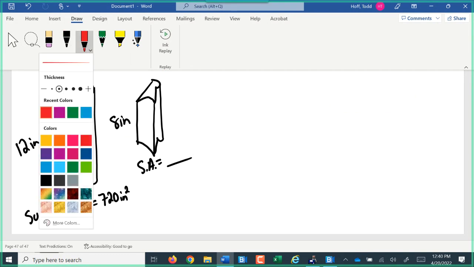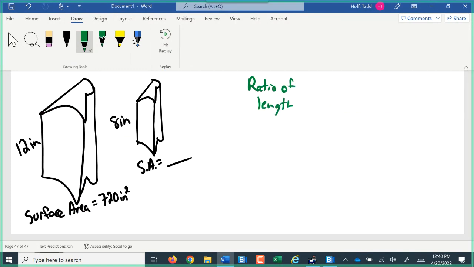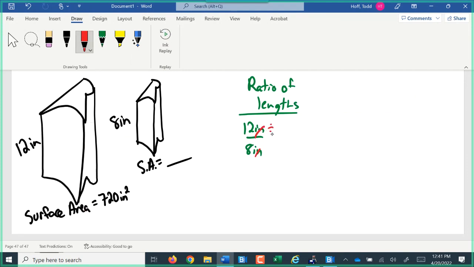Well, what is my ratio of lengths? Well, I only have two sides. It's 12 inches goes to 8 inches, right? That can be reduced to what? Inches cancel out. 12 and 8 both divide by 2, but we could also do 4, giving us 3 to 2, right? We have a 3 to 2 ratio of lengths.